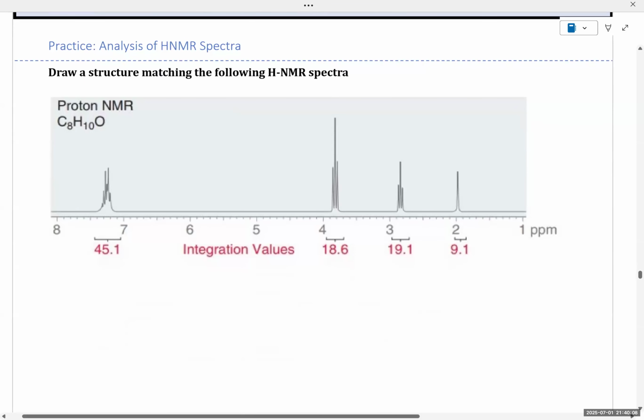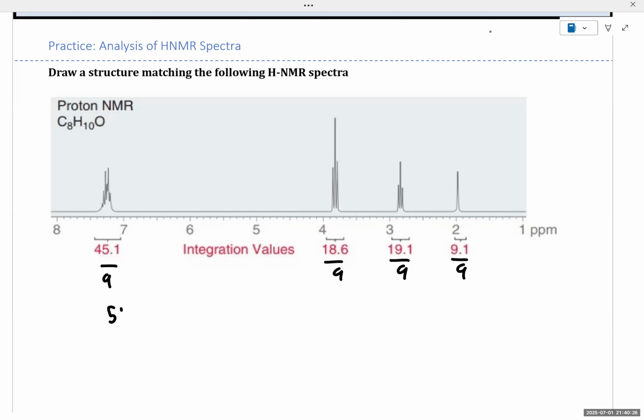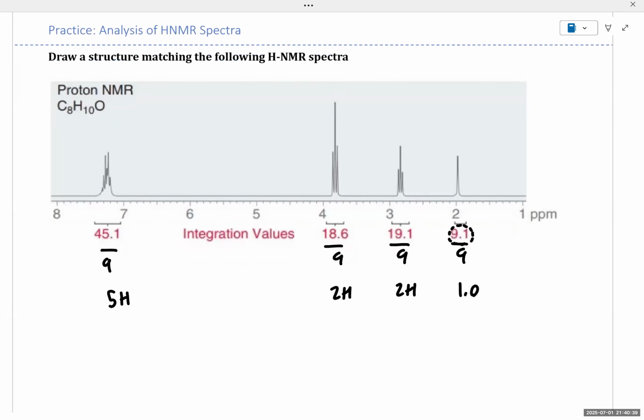So in this case, we have the integration values. So this integration value of 9.1, I'm going to divide everything by 9. That in turn gives us relative integration values of 5, 2, 2, and 1. But this integration value looks a little off. So we'll see if that has any relevance later on.